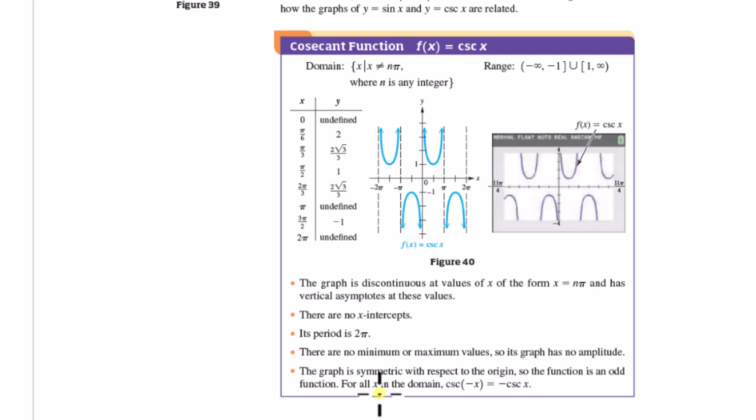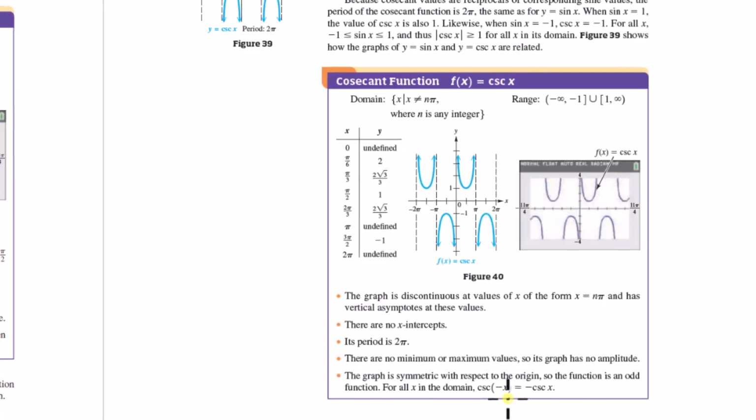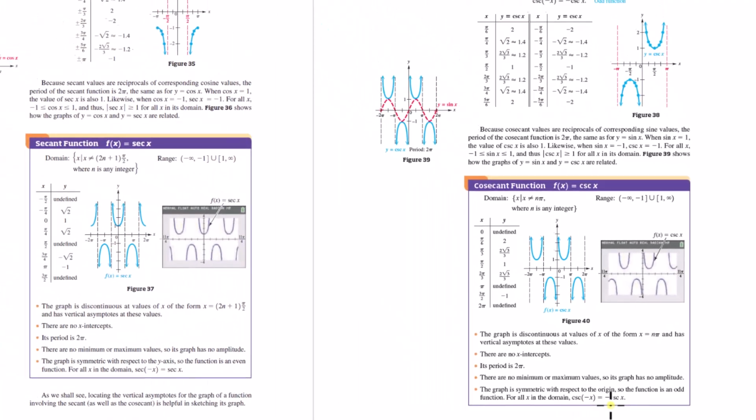That means it's symmetric about the origin, just like tangent and cotangent, those were both odd functions, interestingly. So odd function means you plug in minus x, you get minus the function.